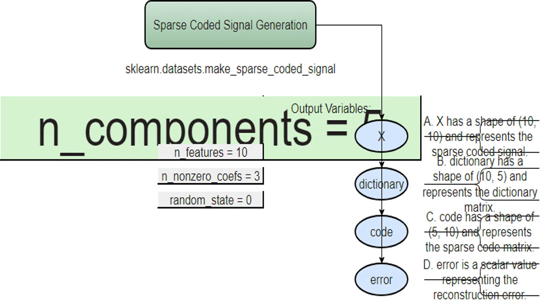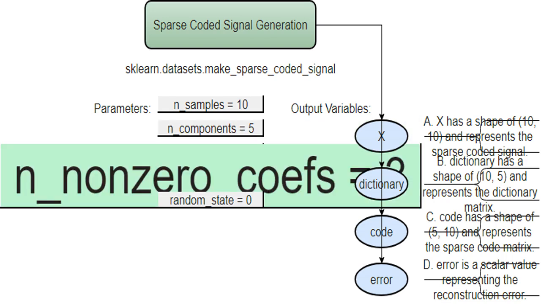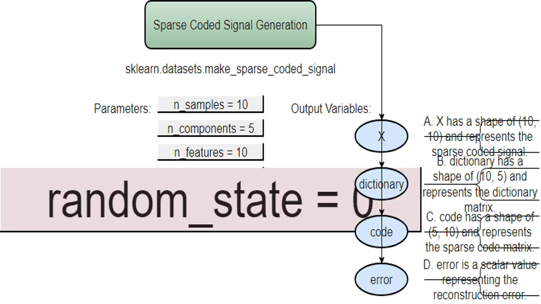I'll use 5 basic components or building blocks to create each of the 10 signals. Imagine these are 5 basic musical notes or instruments. Each signal will have 10 features. Think of these features as the measurements made on each song or the characteristics that define each song, such as loudness, pitch, tone, and so on. For each song, I'll use only 3 of the 5 basic components to create the song. This ensures the signal is sparse, meaning that only a few of the basic building blocks are used in each song. I set the random state to 0 to ensure the results are reproducible. Every time I run this code, I'll get the exact same signals because I'm fixing the randomness seed.